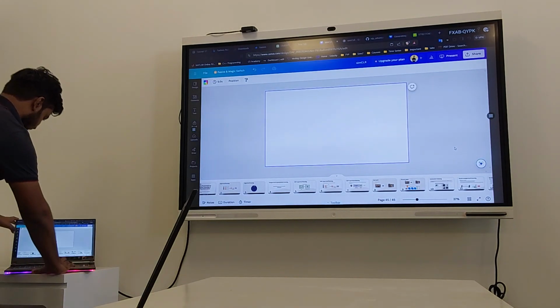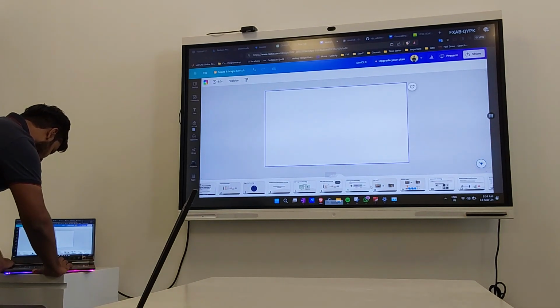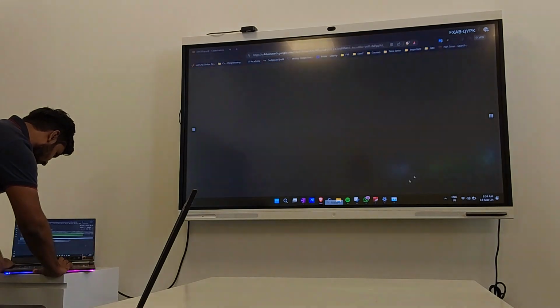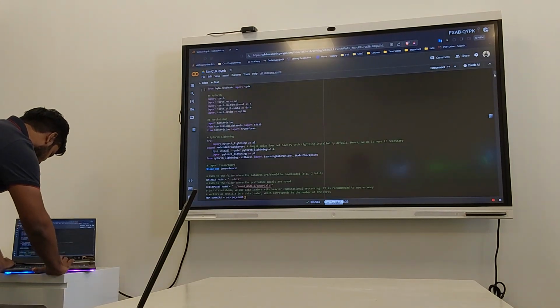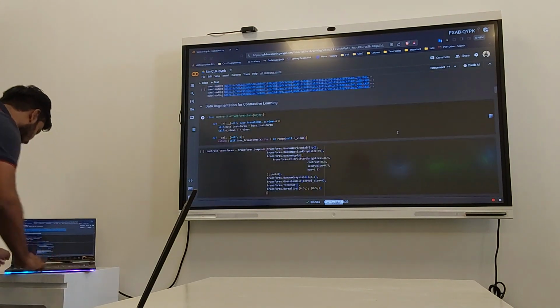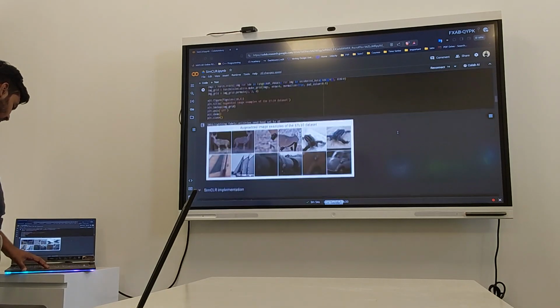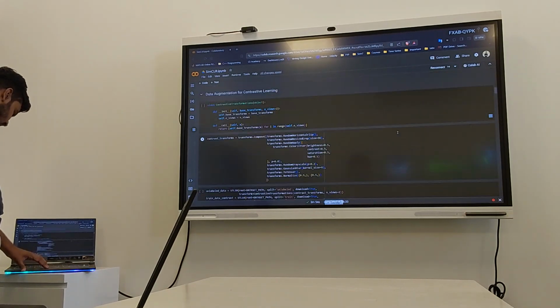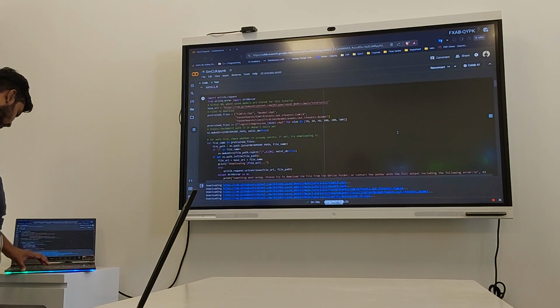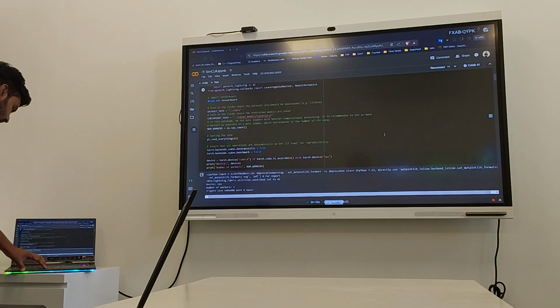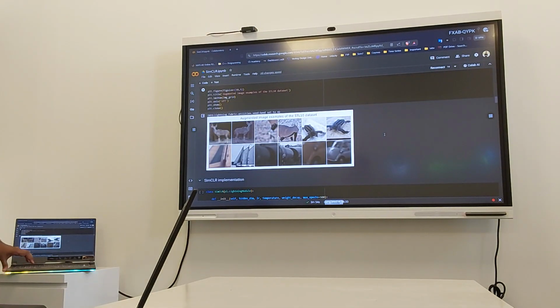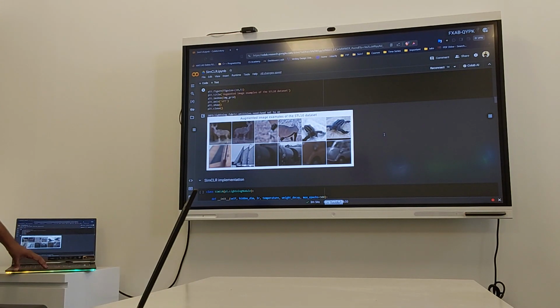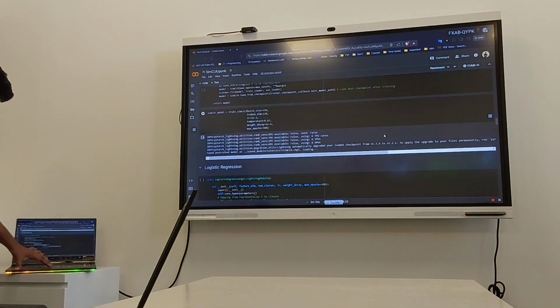For implementation, I implemented this SimCLR on the STL10 dataset. These are some of the images and the augmentations done. And let's go to the results.